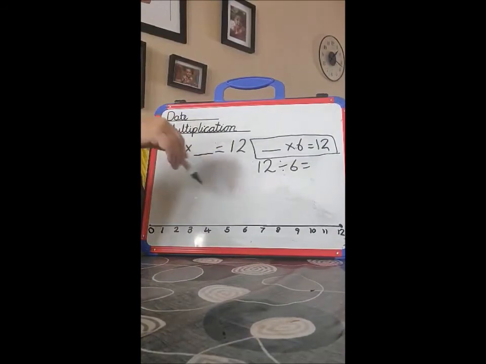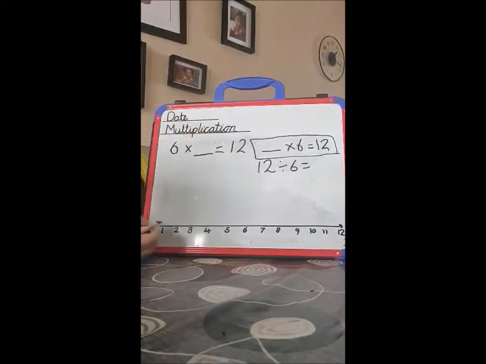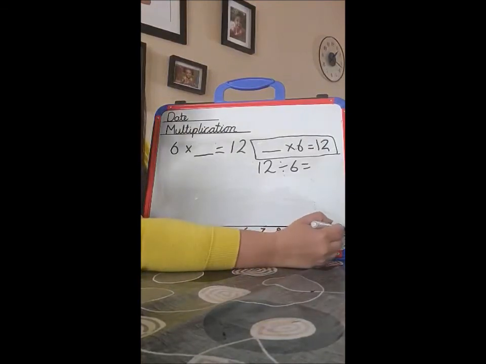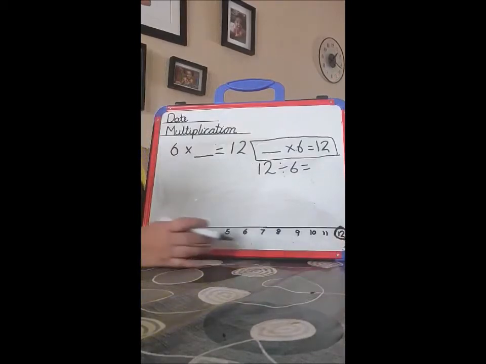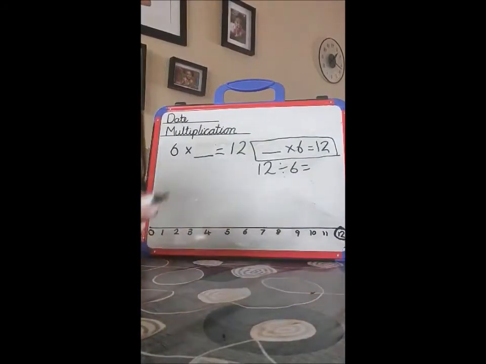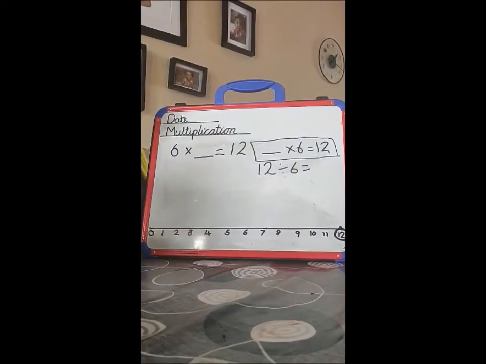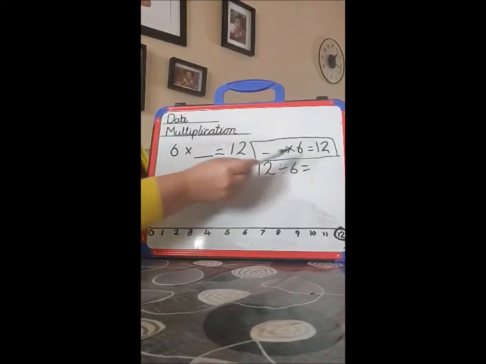I could count forwards or backwards. If I count forwards, I must remember to stop at 12. So I'm going to do that. I'm going to do a big circle around 12 just to remind me. If I had a number line that carried on up to 20, 50, 100, it's so easy to forget where you have to stop. And I know that I've got to count in 6s.